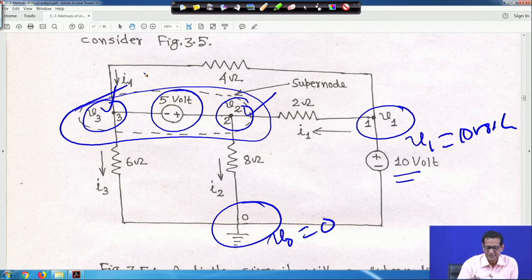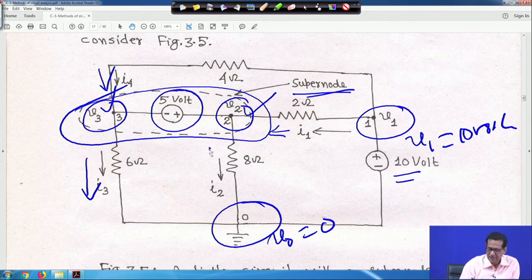Now, the question is, if this combination itself is a super node, then how can you apply KCL? In that case, this current I1 is entering into the super node. This whole thing is a super node, I have marked it here. Similarly, this I4 current is also entering into the super node. And current I3 is leaving the super node, and current I2 is also leaving the super node, because at that time we are not considering this node or that node separately, as a whole it is actually a super node.